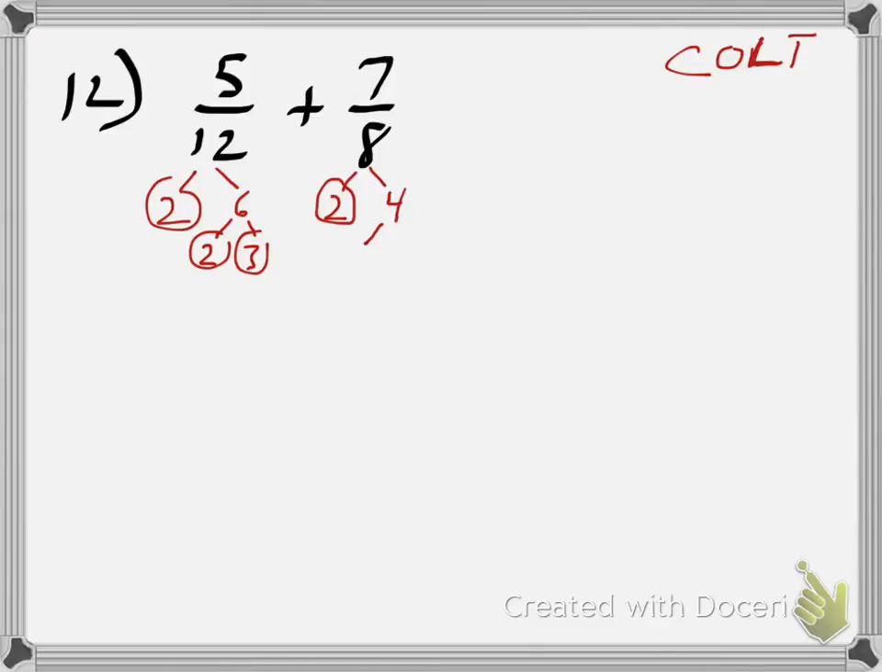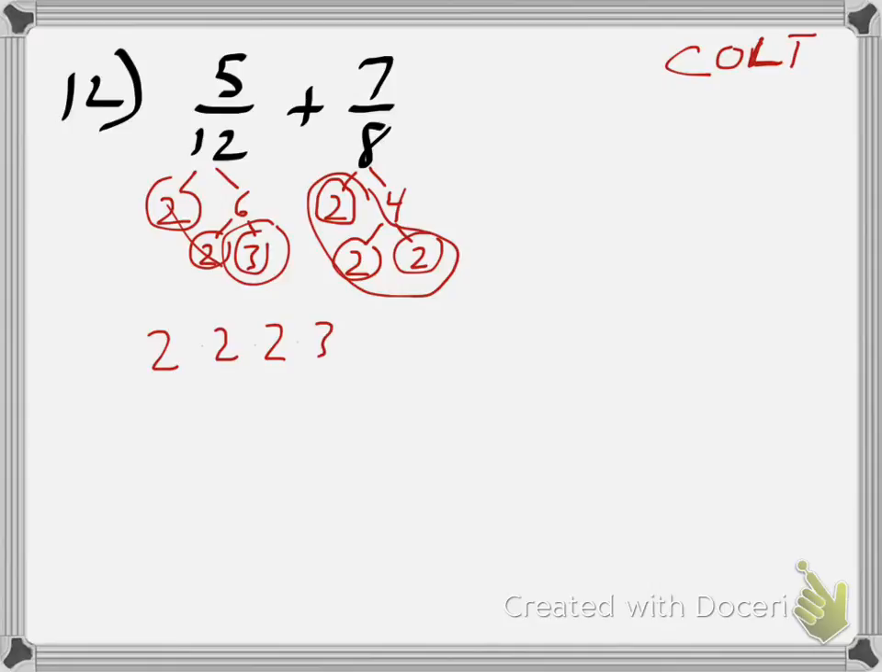2 is prime, so we circle it. 4, we keep going until everything is prime. And once again, prime means it only can be divided by 1 and itself. So now we take our most 2's. Our most 2's are here. 2 times 2 times 2. And then we don't need those 2's then, and our most 3's. So now we're going to have 4 times 6, which is 24. So our least common denominator or least common multiple is 24.